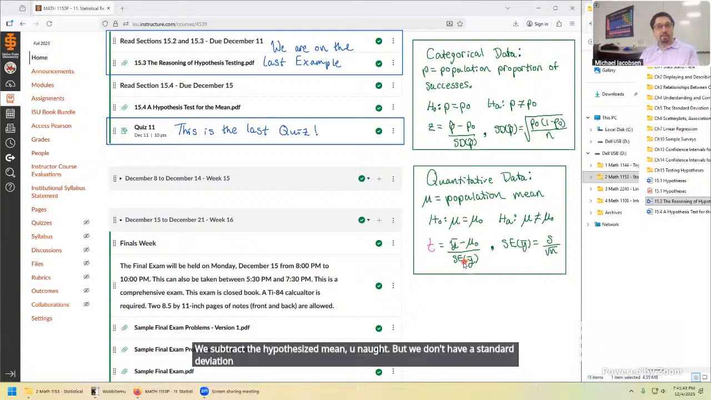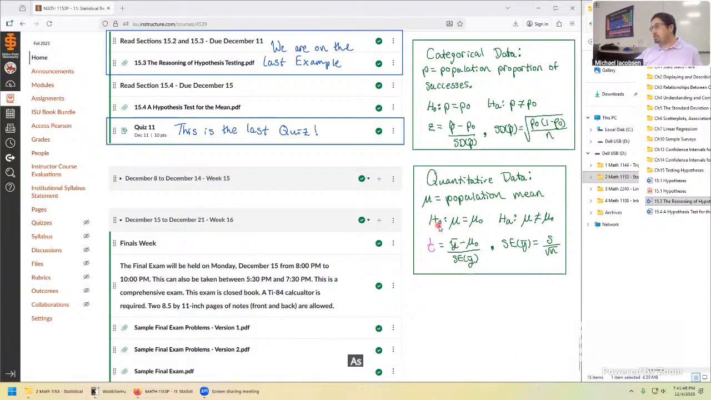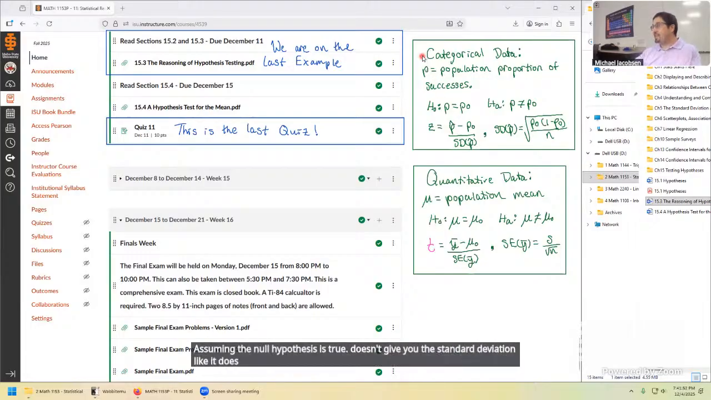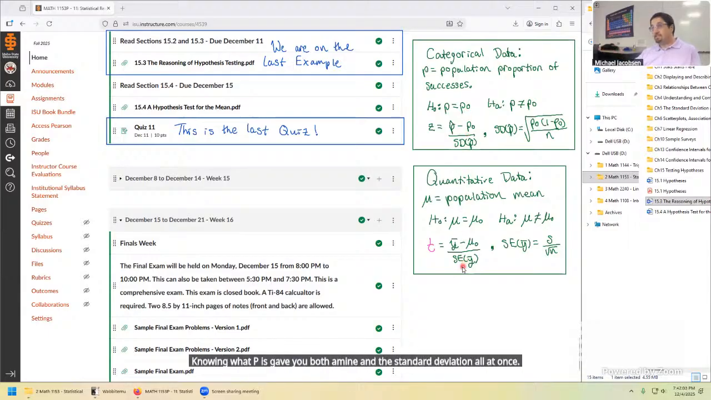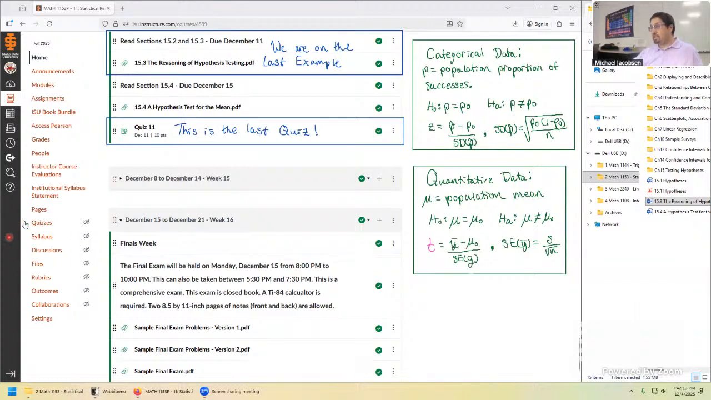This is one of the weird things that we talked about a little bit last class. Assuming the null hypothesis is true doesn't give you the standard deviation like it does with categorical data. That's because the formulas for the categorical data had just one parameter. Knowing what p is gave you both the mean and the standard deviation all at once. Here, it's still unknown, so we still use the standard error. That just means we were using the same formula that we would have used in a confidence interval. That's kind of nice in a way. So here's how the notes go.